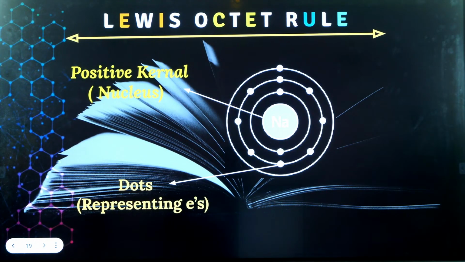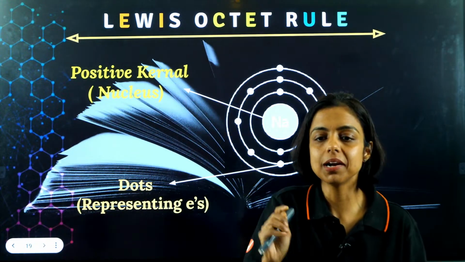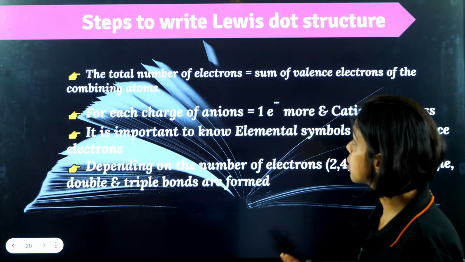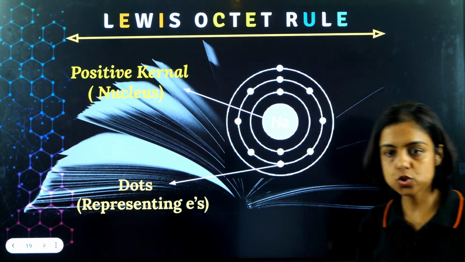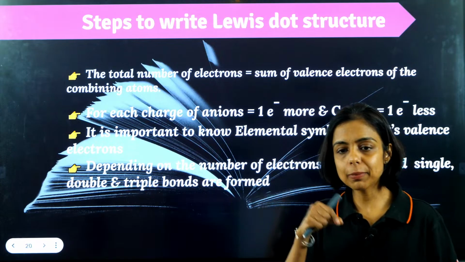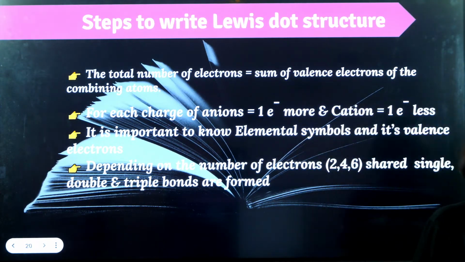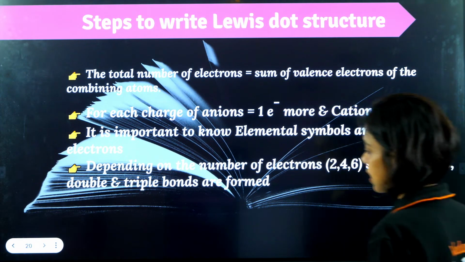So what I told you, whenever you are writing the Lewis symbol, the dots around the symbol represent the valence electrons. So you should also know how to write the Lewis dot structure. You are supposed to put that many dots around the symbol as the number of valence electrons. Got it?